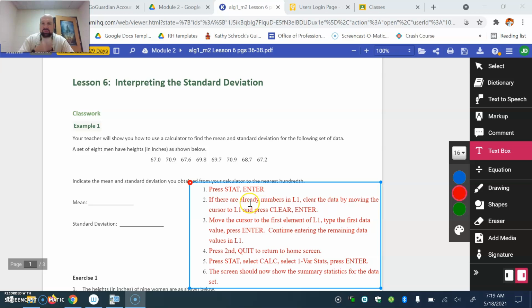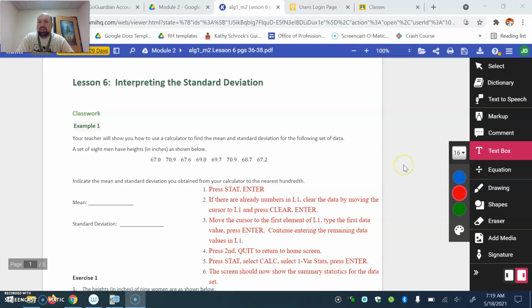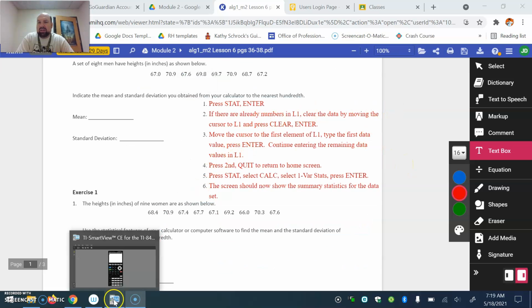Here are the steps, but I'm going to walk you through them. I'm leaving them here so you always have them and can come back and refer to them. So you might want to take a screenshot. This is going to be saved for you so you can always access it.